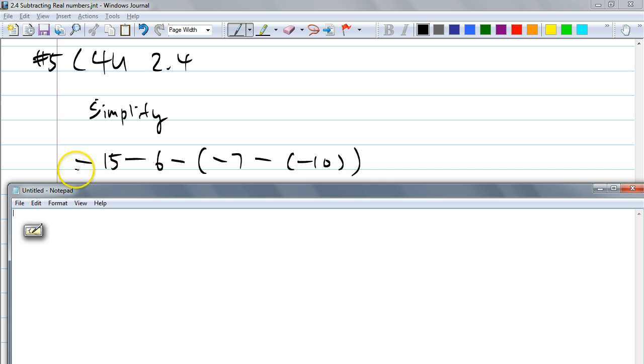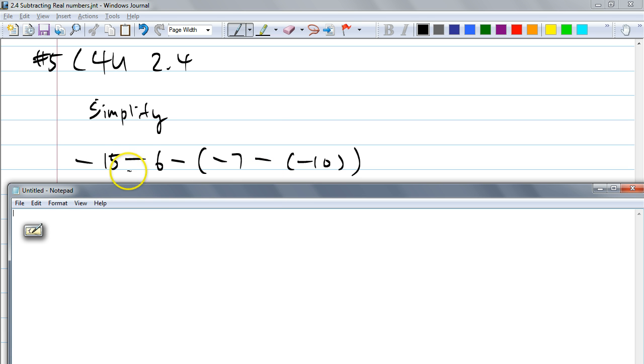Hey guys, is this first one a subtraction symbol? No. That's negative 15. What about this one? Yes, it is. It's subtraction. It's 6 minus this whole thing. And is this a subtraction symbol? No. What about this? Yeah. So there are 3 of them. One right here between 15 and 6. There's another one between 6 and this whole parentheses, and this one right here between negative 7 and negative 10.